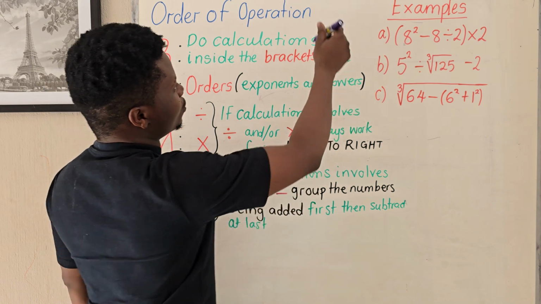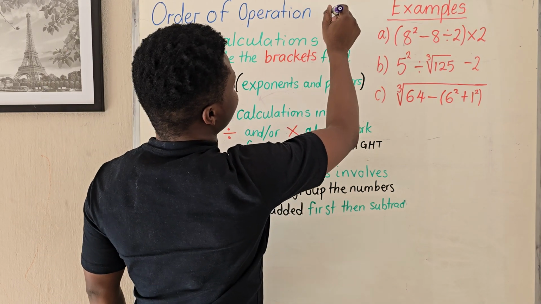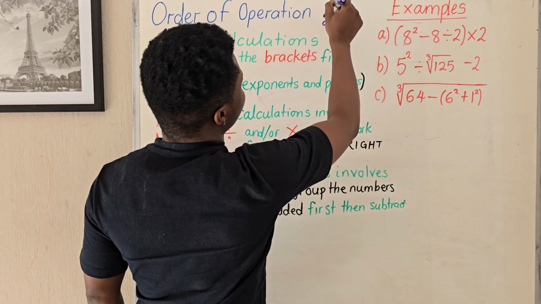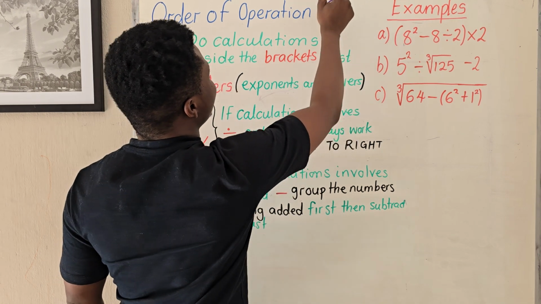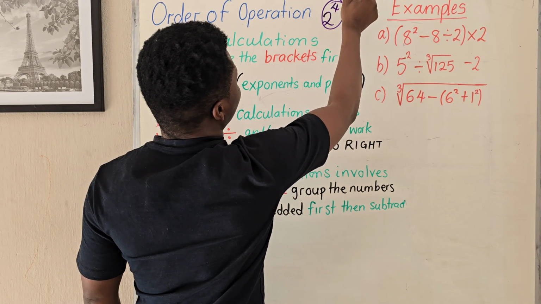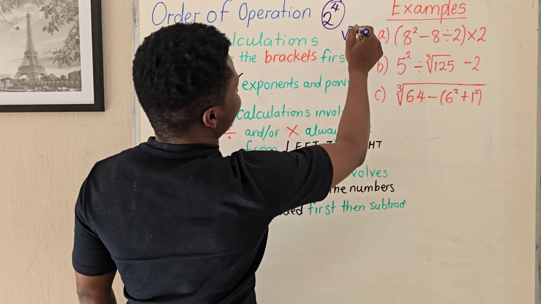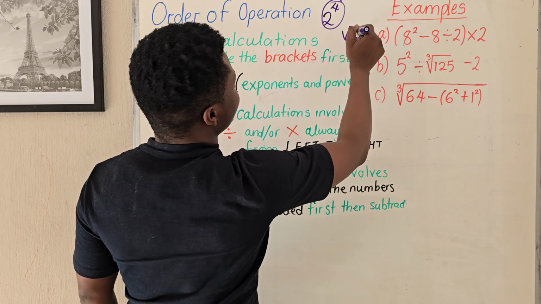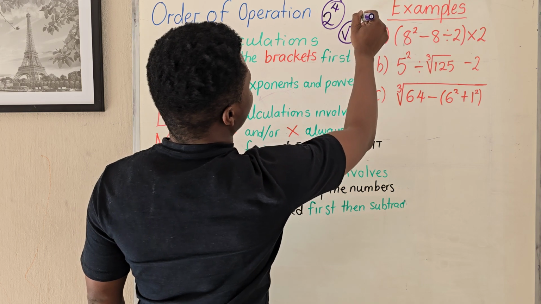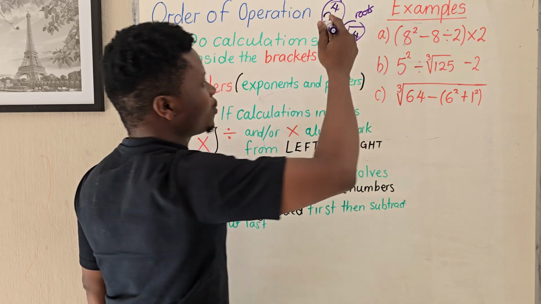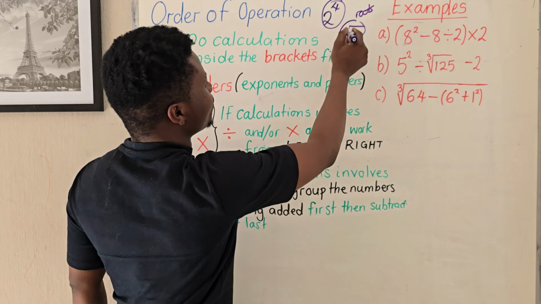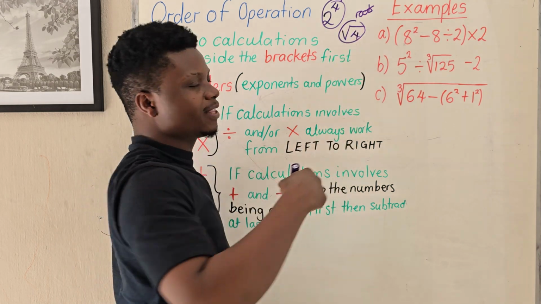powers and roots. You've seen something like maybe 2 to the power of 4. This is what we call a power. And if we have something like these ones, we call them roots. It could be a square root, cube root, and so on. If there's a 2 here, that's a square root. If there's a 3, that's a cube root.